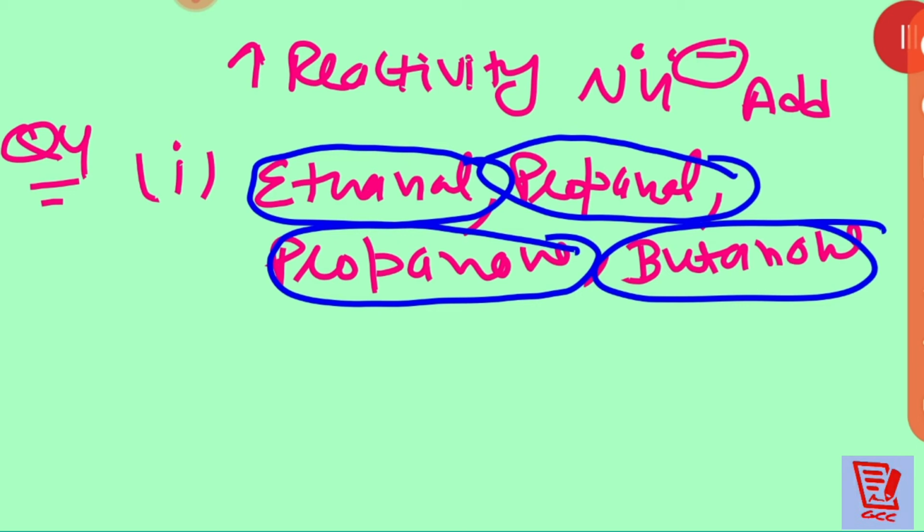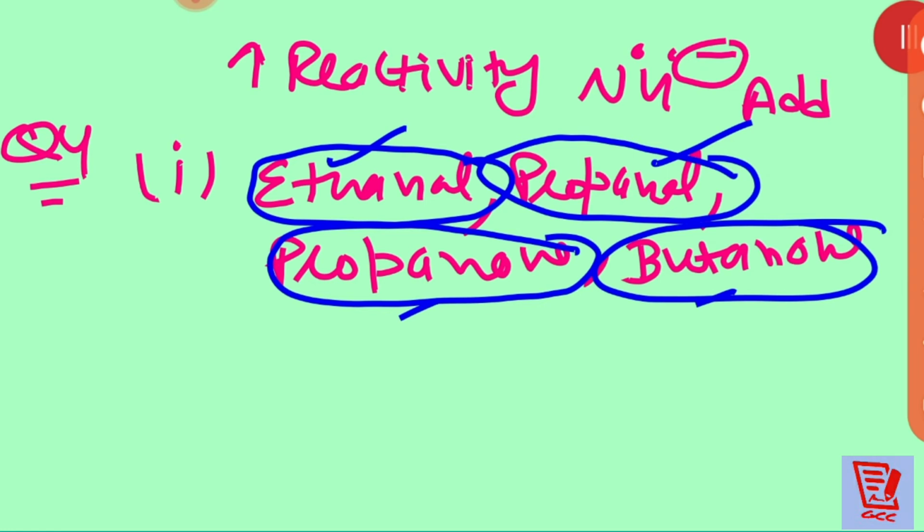Now one thing you know very well, this is an aldehyde, this is an aldehyde, this is a ketone, this is a ketone. And we know very well that aldehydes are more reactive towards nucleophilic addition as compared to ketones. Clear?